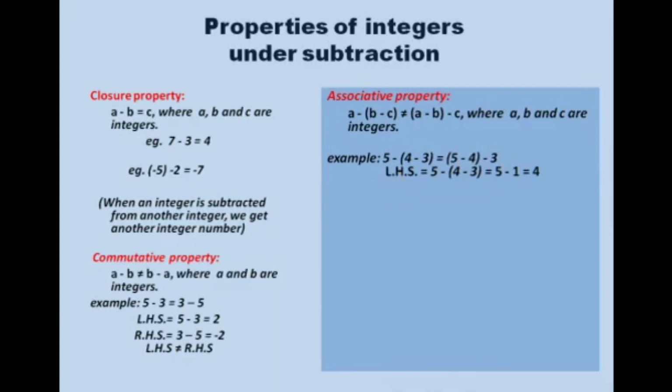Left hand side, integer 5 subtracts the difference of integer 4 and 3, which means 5 is subtracting the difference of integer 3 and 4, 1. So we get plus 4.